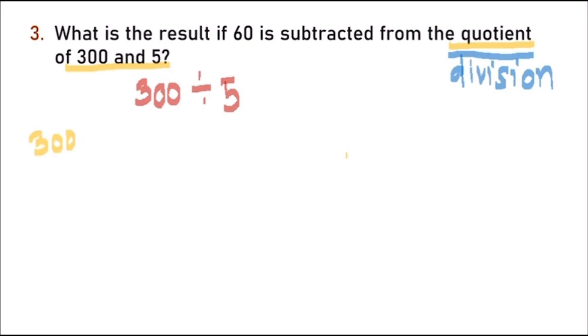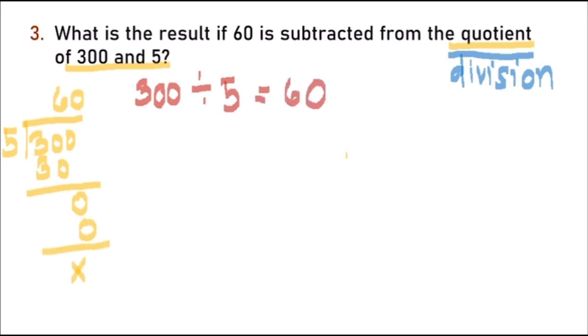So, we have to divide 300 by 5. Solve natin siya dito sa gilid. So, we have 300 divided by 5. First, 30 divided by 5 is 6. Then, 6 times 5 is 30. And you have to bring down the 0. Then, 0 divided by 5 is 0. So, yung answer natin dito is 60.